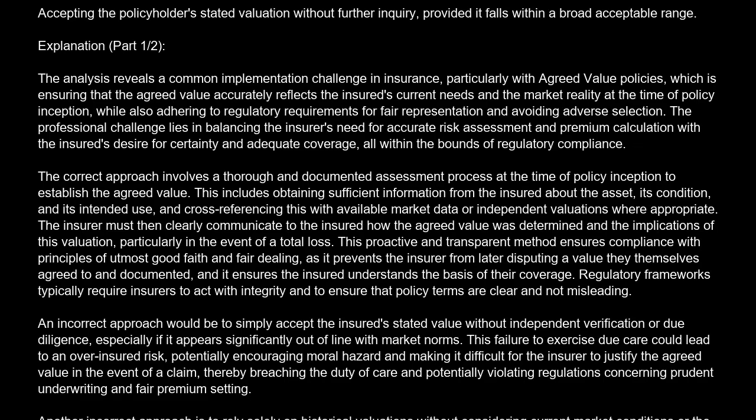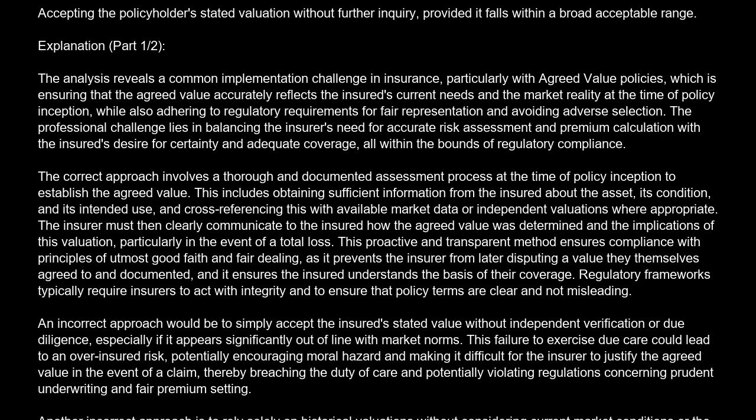The correct answer is A. Accepting the policyholder's stated valuation without further inquiry, provided it falls within a broad acceptable range. Explanation. The analysis reveals a common implementation challenge in insurance, particularly with agreed value policies, which is ensuring that the agreed value accurately reflects the insured's current needs and the market reality at the time of policy inception, while also adhering to regulatory requirements for fair representation and avoiding adverse selection.